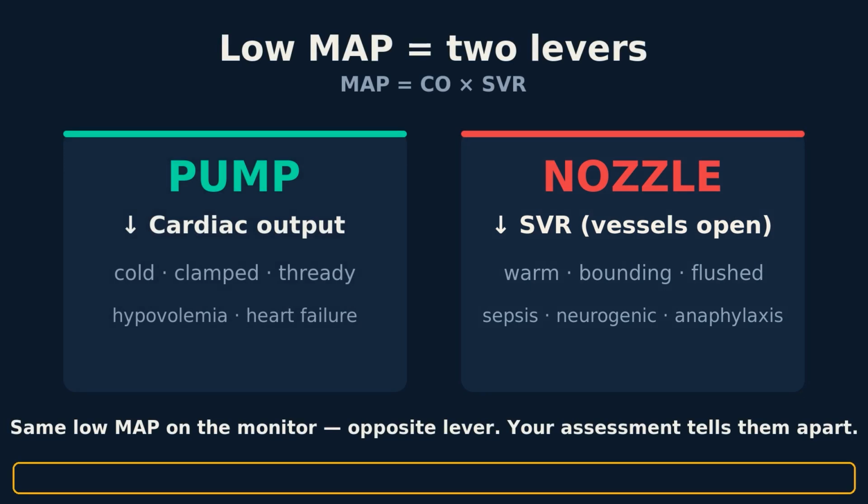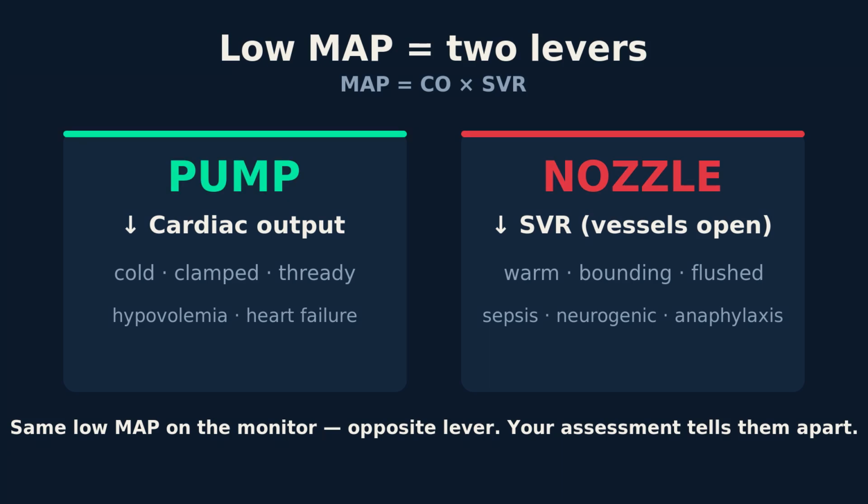A patient who's lost volume, or whose heart is failing, that's a pump problem, low output. A patient who's septic or spinal or anaphylactic, those vessels have dilated wide open. Same low MAP on the monitor, completely different lever. And this matters. The pressure number alone can't tell you which.